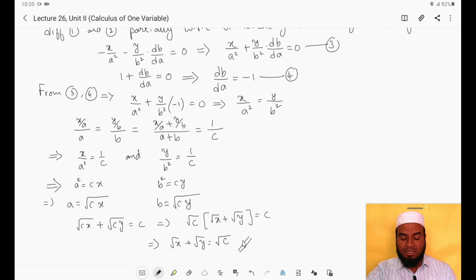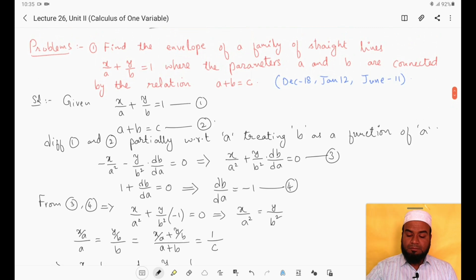See, what we have done here is, let me explain this once again. The given question is, we have to find the envelope of the family of straight lines x by a plus y by b equals 1, where a and b are the parameters which are connected by the relation a plus b equals c. Consider these two equations as 1 and 2. Then differentiate 1 and 2 partially with respect to a, treating b as a function of a.